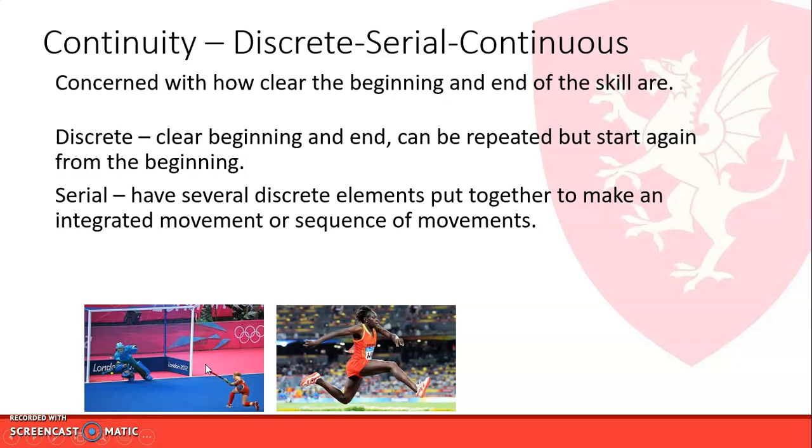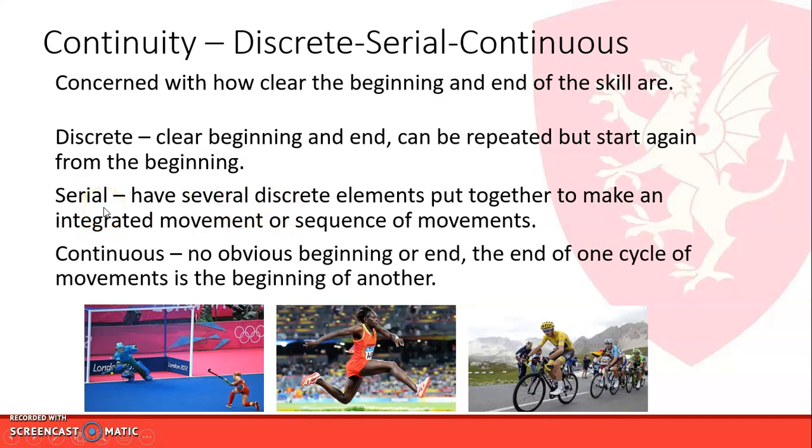We then have serial. This is several discrete elements, so things like a triple jump, put together to make an integrated movement or sequence of movements. We perhaps learn elements in phases. It's numerous discrete skills put into one sequence, which makes it a serial skill. And then you've got continuous, where there's no obvious beginning or end. The end of one cycle initiates the start of the other. So generally things like cycling and perhaps long distance running we may consider here.